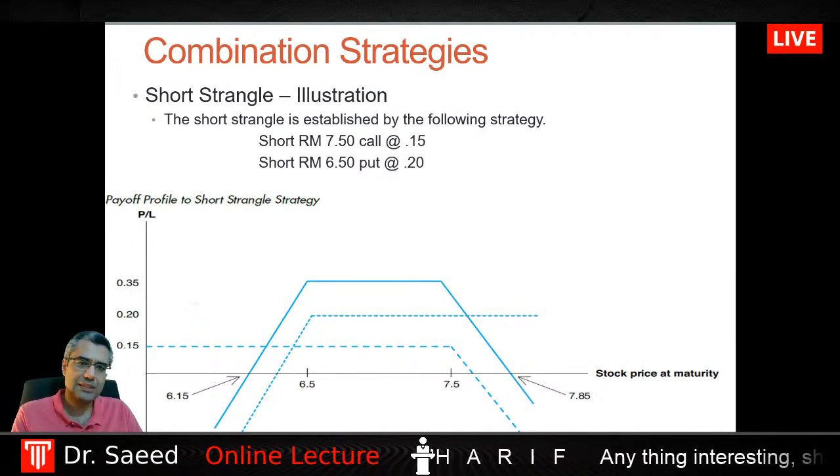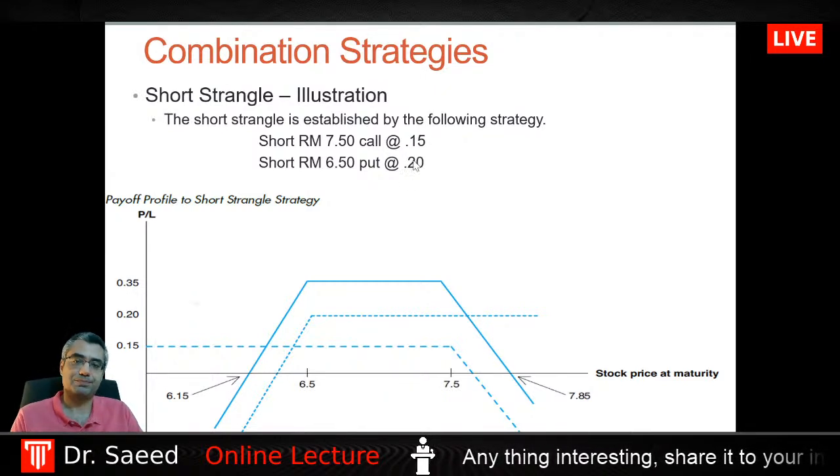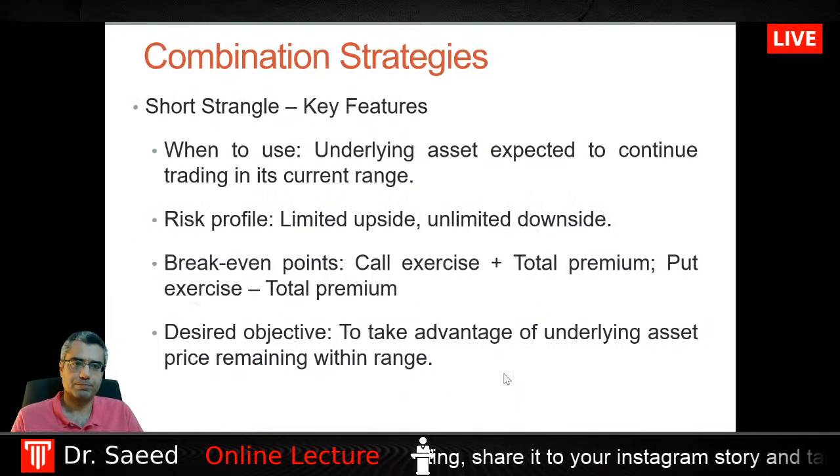So if it's moving in this range, you, as the seller of these two contracts, this means the other party won't be able to exercise. So you can keep the premiums, 35 cents. And your break-even point is 7.5 plus 35 cent total premium, or 6.5 minus 35 cent total premium will give you these two break-even points.